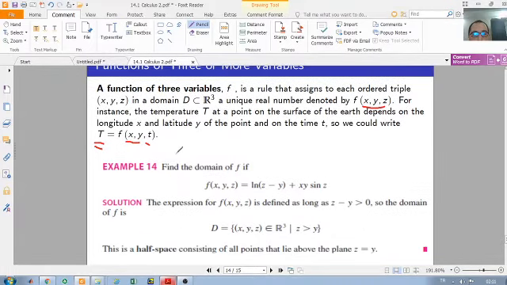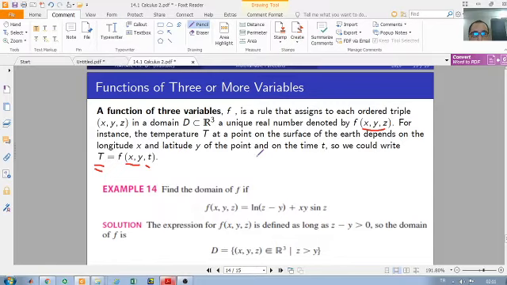Okay, namely we have a lot of applications for multivariable functions in applied science. This is a very important concept for engineers.